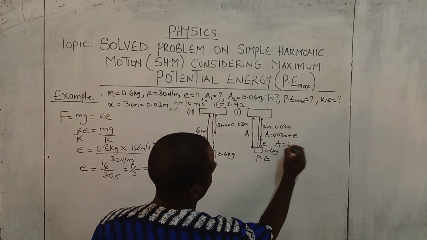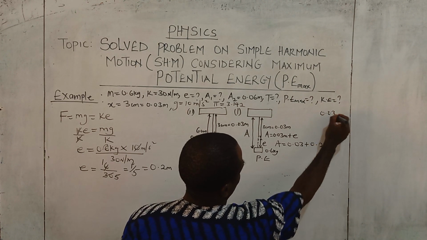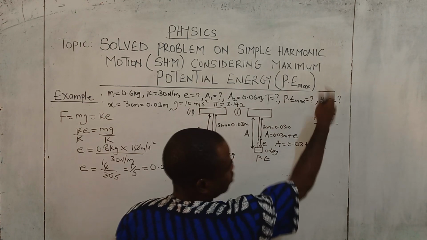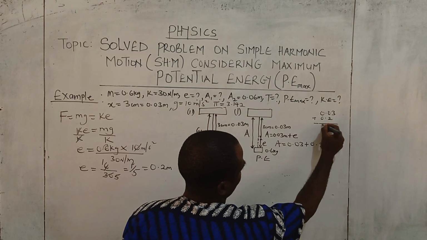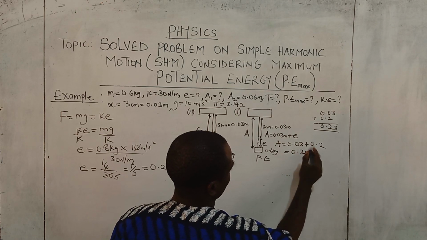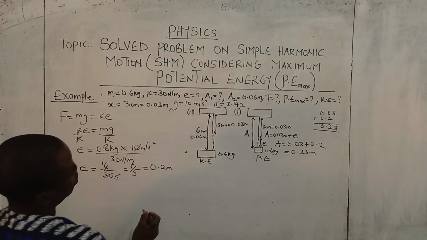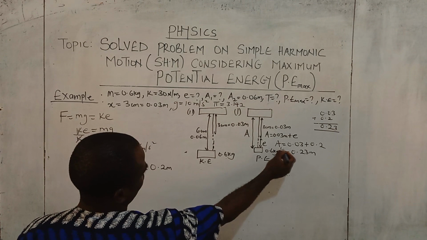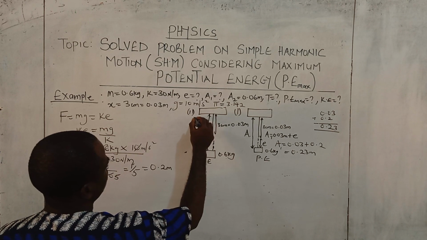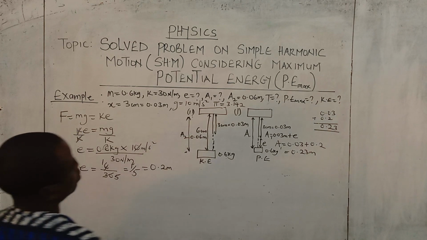We now add it together, 0.03 plus 0.2. Make sure we are adding decimals in the same line. That's the amplitude, 0.23 meters. That's for the extension, and for the amplitude, first amplitude A1. While the second one, we denote it to be A2. This is our second amplitude, A2, to differentiate the two.